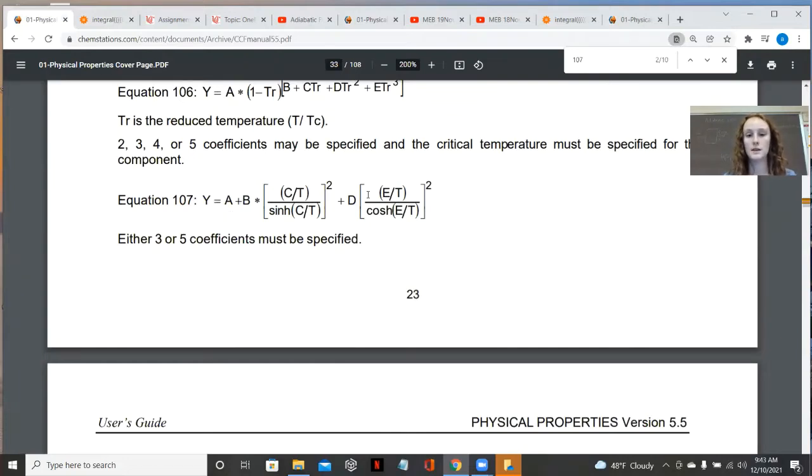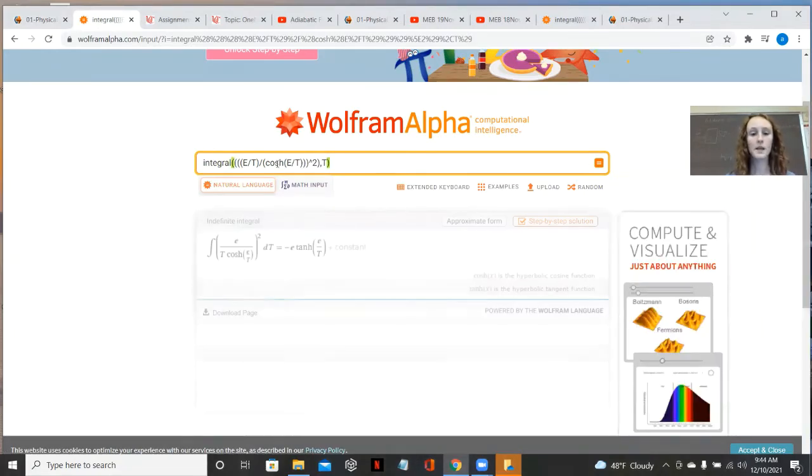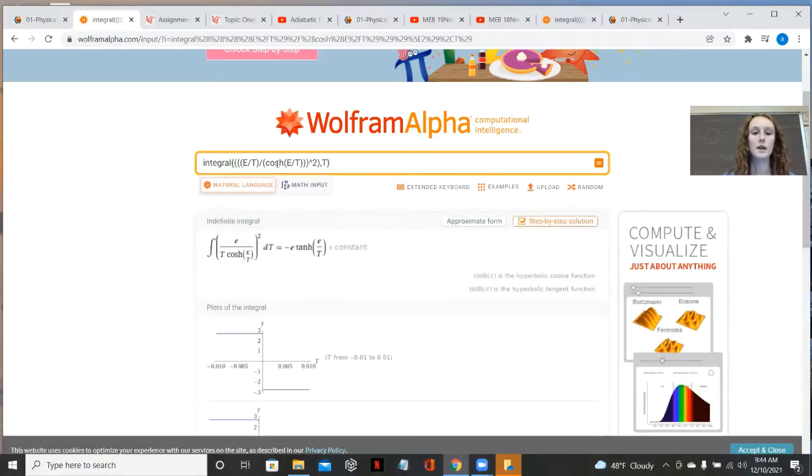And then we just have to do the same thing with this side of the equation, which is very similar. So it's just going to change all the C's from this to E's, and then the sine is going to become a cosine. So we can go ahead and show that as well. So C to E and sine to cosine. Perfect. And it's all with respect to T as well. So that's going to give us negative E times the hyperbolic tangent of E over T.